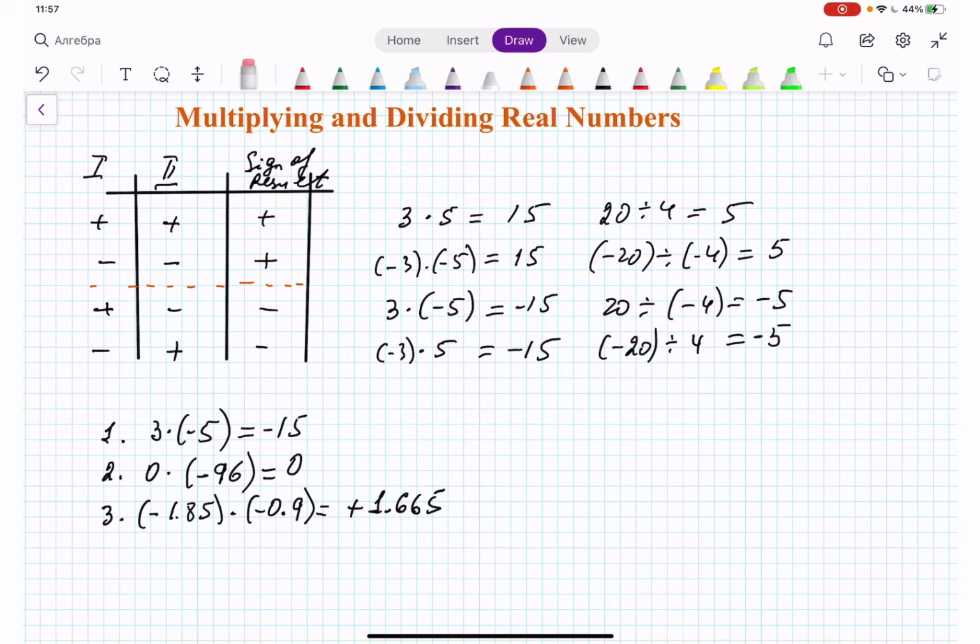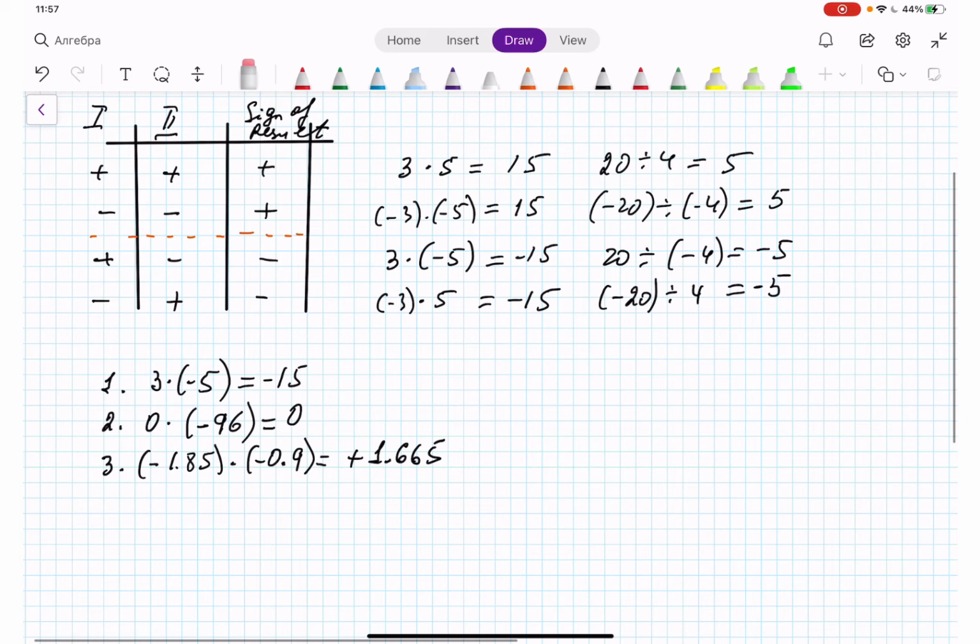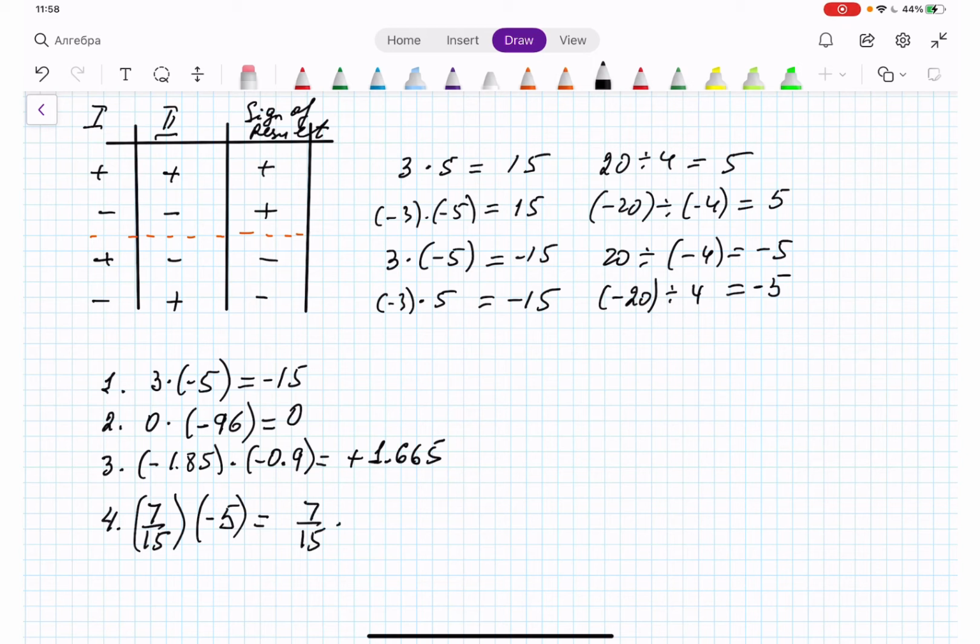Question number 4. So what do we have, number 4? Seven over 15 times negative 5. Okay, so this is equal. Positive, negative, it's going to be negative anyways, right? So 7 over 15 times 5 over 1, right? I put negative right here. And what do we get? This is 1, this is 3, and the answer is going to be negative 7 over 3.